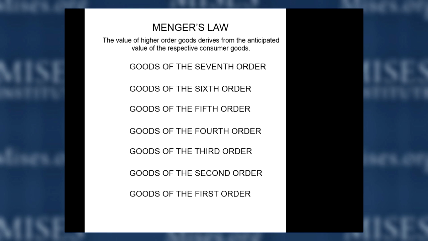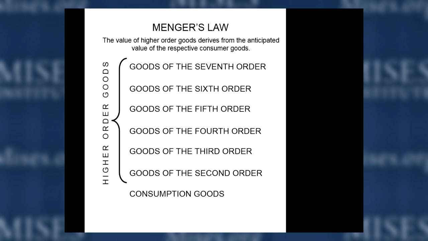So we get goods of different orders. Goods of the first order, right down there on the bottom, are actually consumption goods. And then second, third, fourth, fifth, sixth, seventh order are called higher orders. The seventh one is the highest one. So higher order goods create the consumption goods.